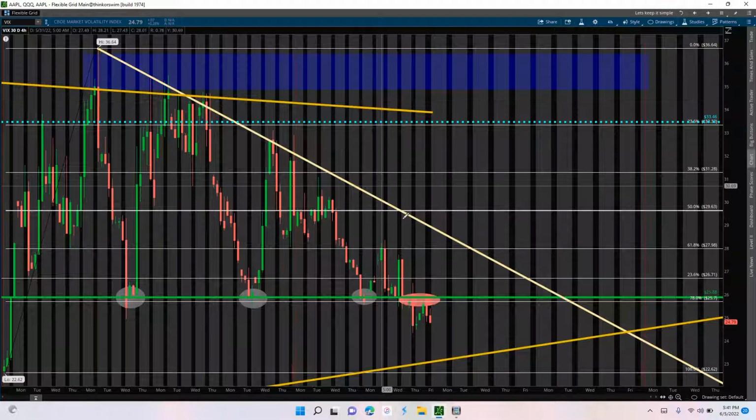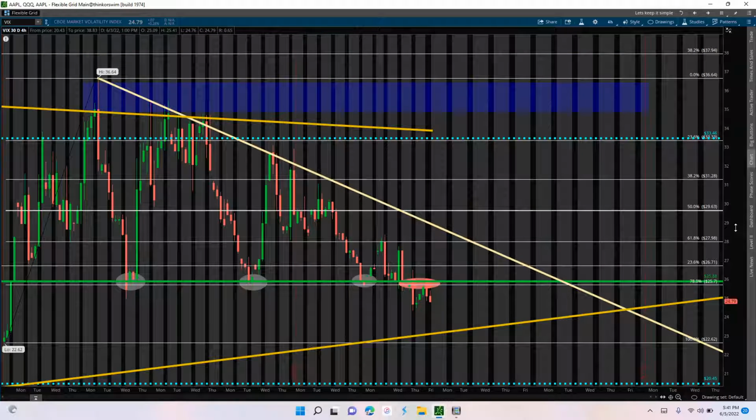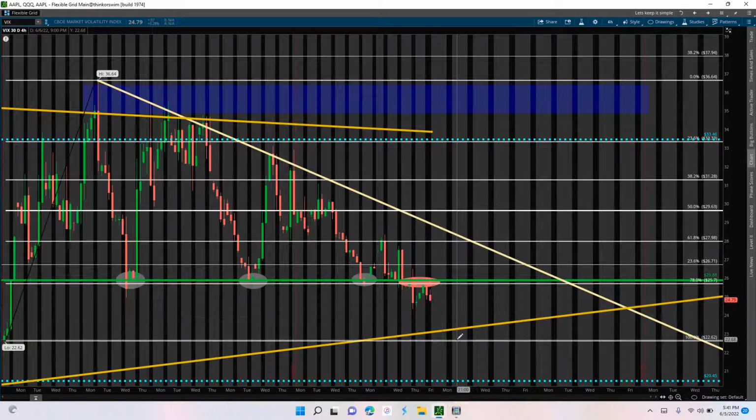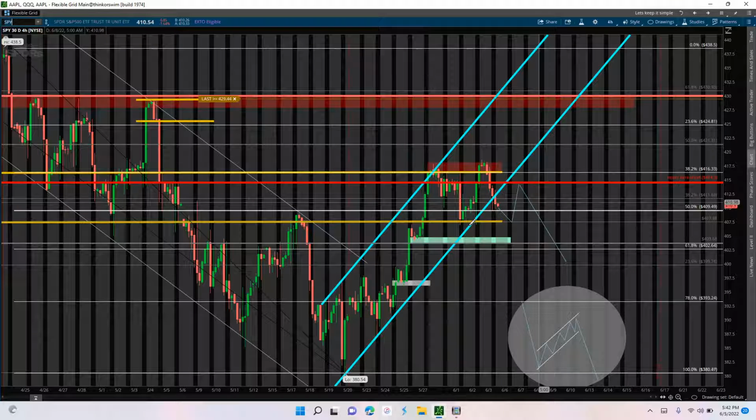But if we reject here at 25.88, we can drop to 22. We can come down to here before we find any support. And if this drop does happen, then the market is going to go up. If that drop does happen, then that means the market's going to bounce here and work its way up.